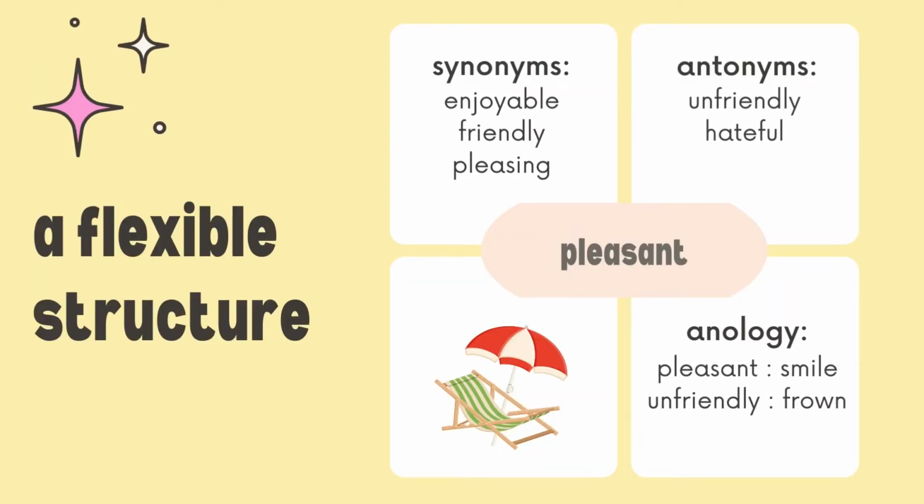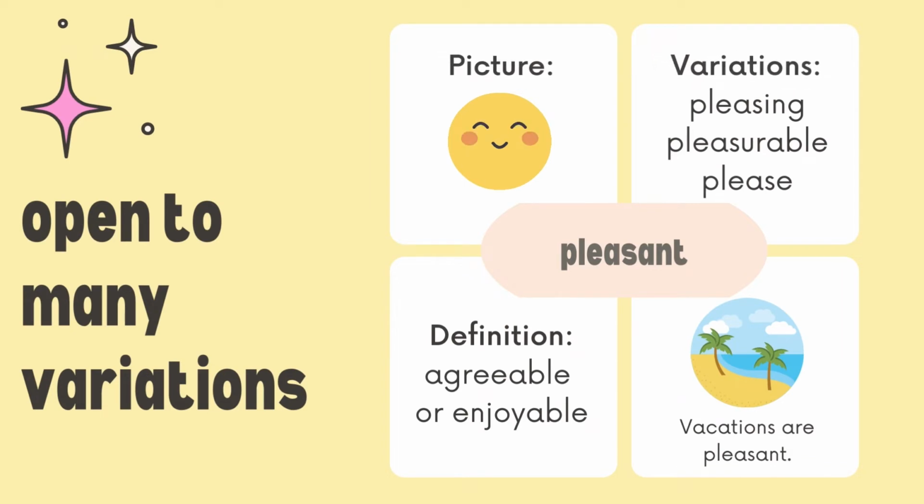However, it is a flexible structure. Other categories could be, but are not limited to, synonyms, antonyms, essential characteristics, non-essential characteristics, visual representations, analogies, a concept map, morphology, and other categories. The Frayer Model is open to many variations.